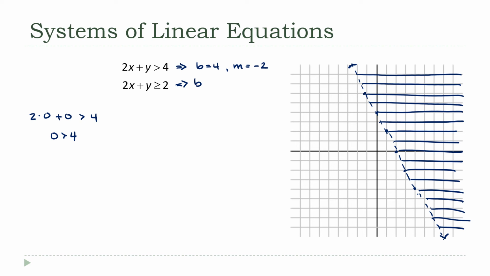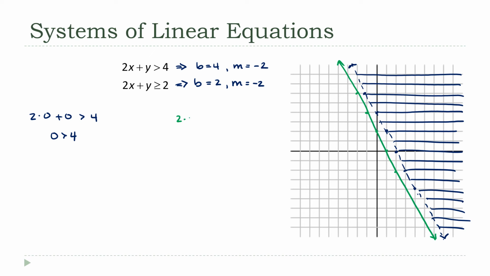Now the second one, we also saw this before. The y-intercept is 2. The slope is still negative 2. So we're going to really use the same points. Whoops, they're all just one to the left of the original. There it goes. It's going to be like this. And it's going to be a solid line. There we go.